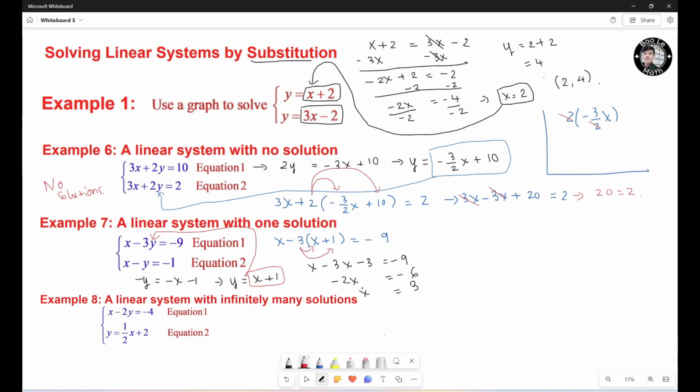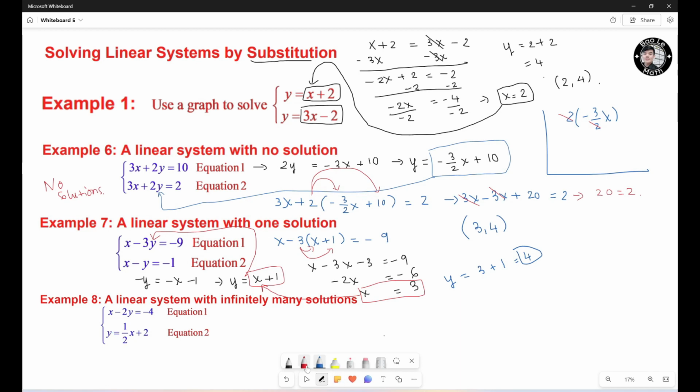Alright, x equals 3. Now I substitute x equals 3 back into this equation right here. So I'm going to end up with y equals 3 plus 1 equals 4. So my final solution should be (3, 4). Now let's move on to the last example. Luckily we have one of the equations in slope-intercept form.